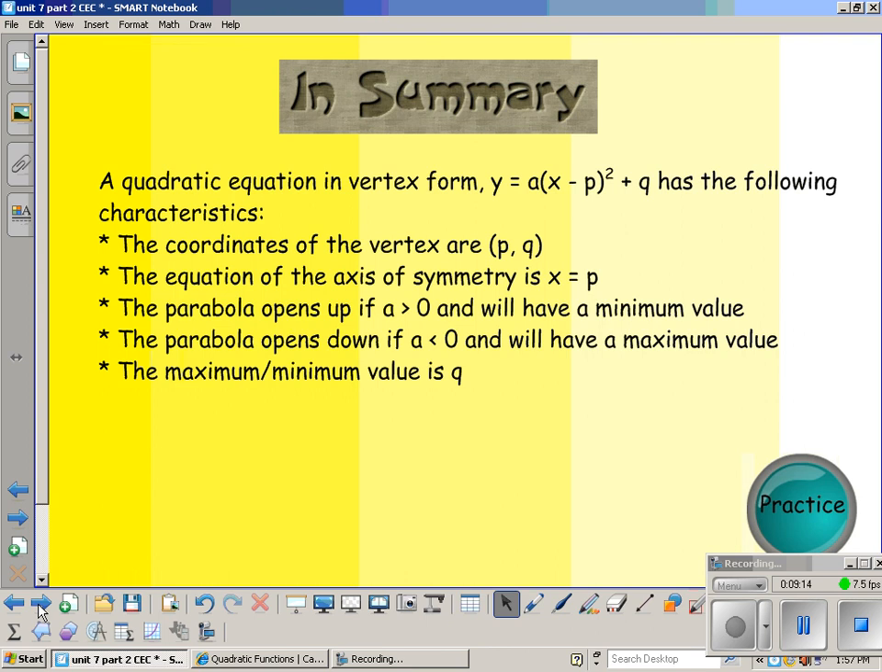So in summary, a quadratic equation in vertex form. So vertex form is y equals a times x minus p squared plus q, has the following characteristics. The coordinates of the vertex are pq. The equation of the axis of symmetry is x equals p. The parabola opens up if a is greater than 0, and it will have a minimum value. The parabola opens down if a is less than 0, and it will have a maximum value. The maximum and minimum value is q.